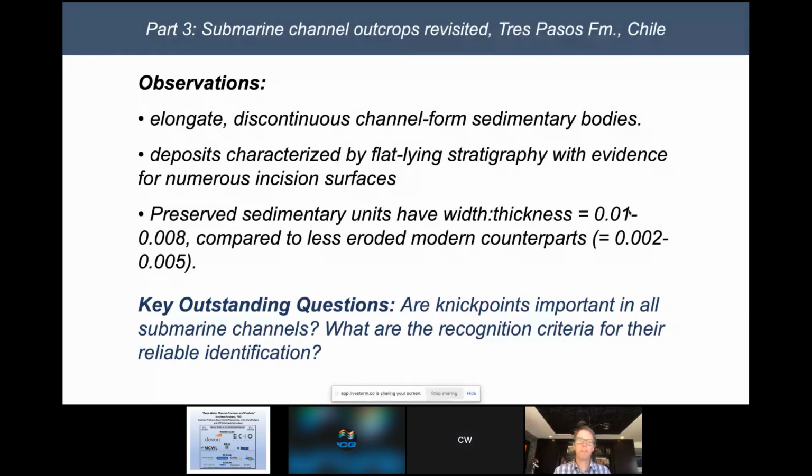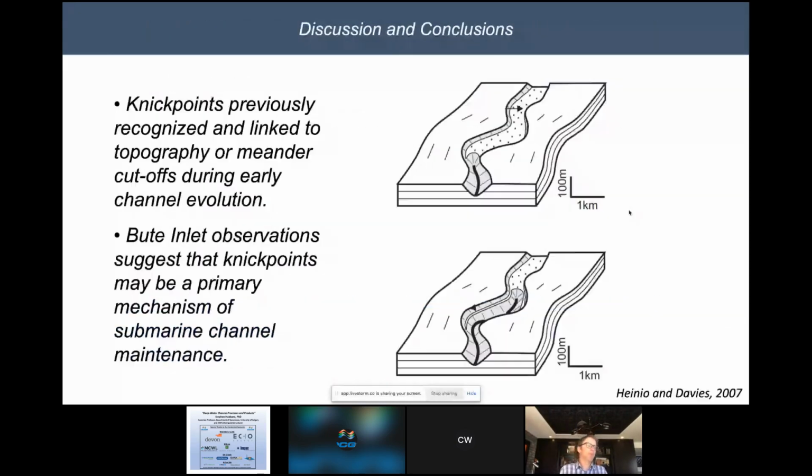And so as I wrap up here, some of the discussion and implications, conclusions. It's not new that nick points have been recognized in submarine channels, right? You might not have heard too many of these, but the places where they've been really commonly recognized are places like West Africa, where you've got active salt in the subsurface, and it's rising, and the submarine channel is trying to cut down in response to that.